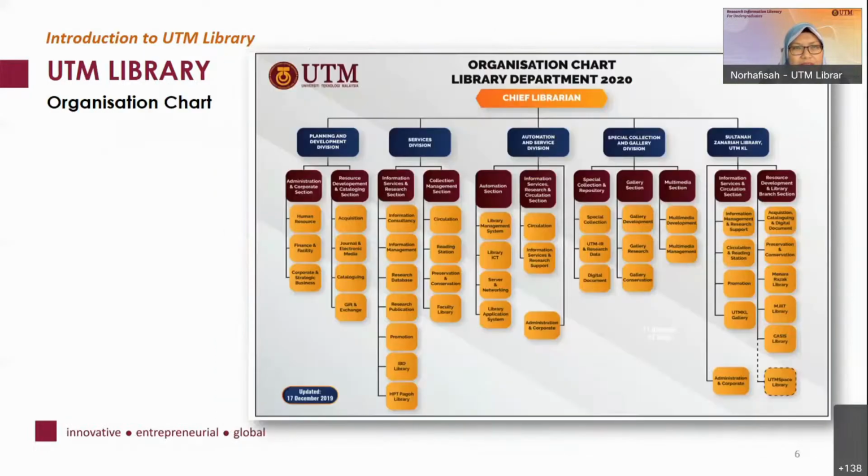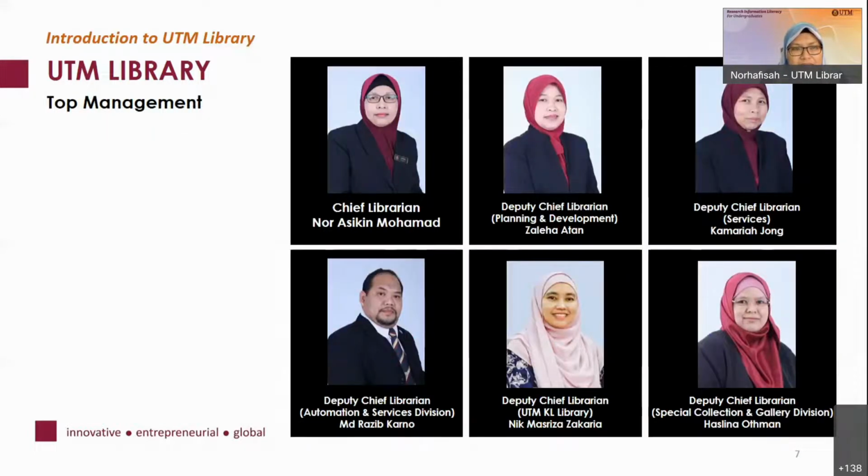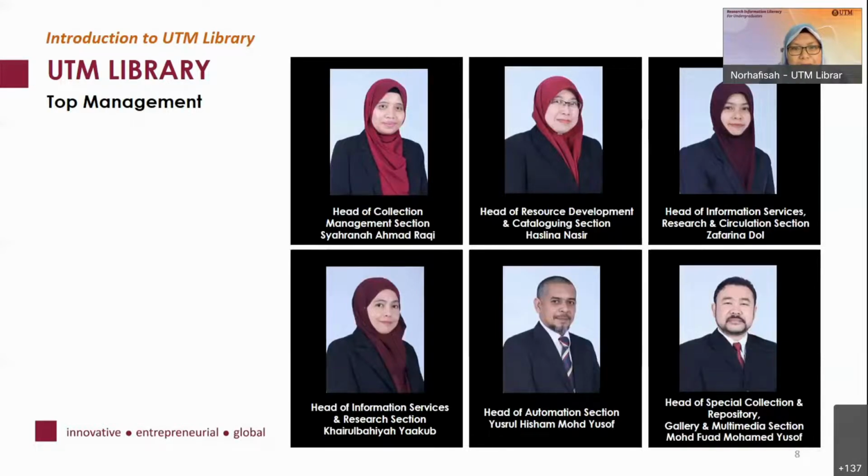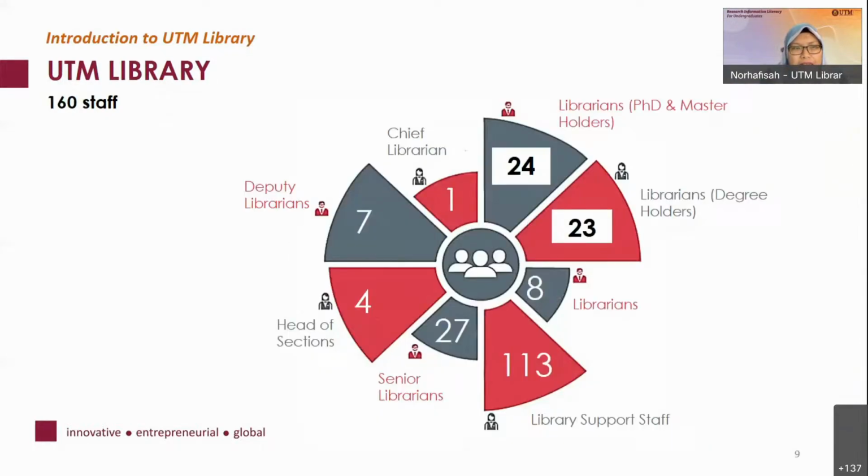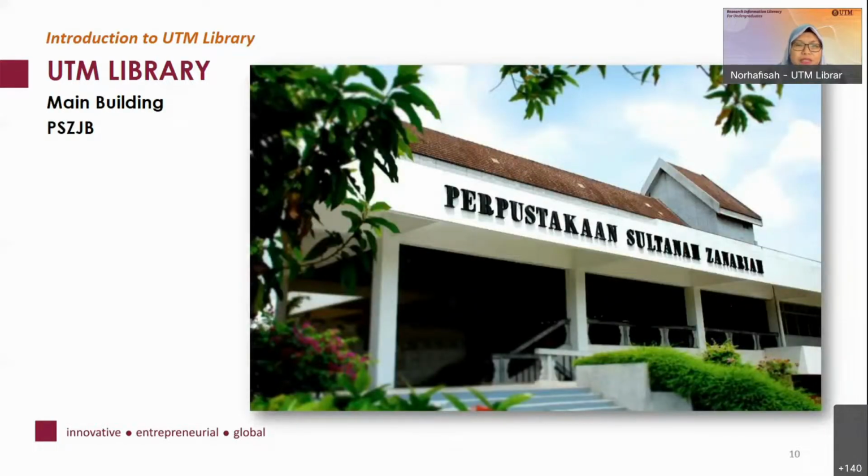This is our organization chart. You can see on the screen our top management, which is our chief librarian, Wan Nur Ashikin Muhammad, and this is our head of section or head of division. For your information, we have 160 staff in our library. And this picture is the main building, Perpustakaan Sultanah Zanariah, Johor Bahru. Maybe you're familiar with this picture.